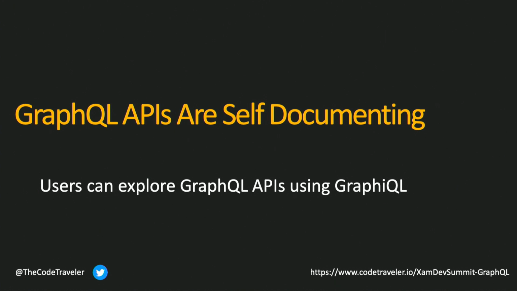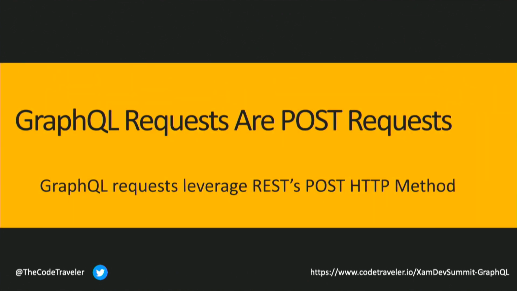So no longer do we have to make sure we keep our docs up to date or worry about Swagger, because it's all just baked in for us. And so any user, any developer can now go to our GraphQL API in their browser and see exactly what it can return. GraphQL requests are just post requests. So just like we would with a post REST API, we would use HTTP client, say send post async, and that's exactly how we interact with every GraphQL API as well.